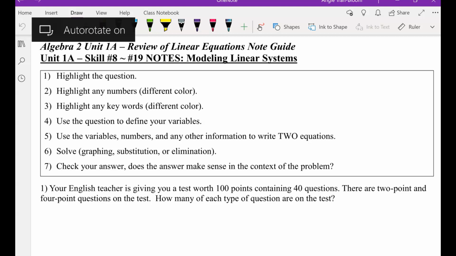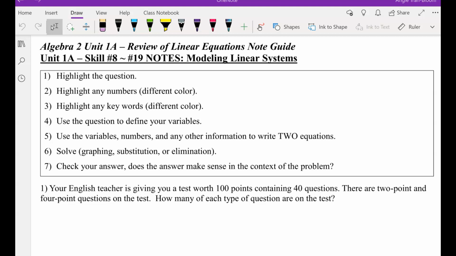Perfect. Modeling linear system. That means, is that going to be a word problem? What do you think? Yes. Usually when you see the word modeling, that means where you do an application. Okay? Application means word problem. So here are some steps.